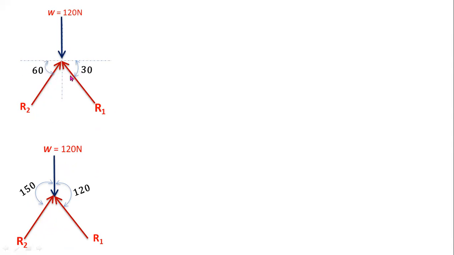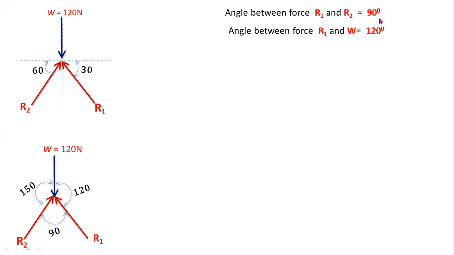So 180 minus 60 degrees and minus 30 degrees, that is 180 minus 90 degrees, equal to 90 degrees. So the angle between these two reaction forces is 90 degrees. Now you have to add these angles: 90 degrees plus 120 degrees plus 150 degrees, the total angle is 360 degrees. Now from Lami's theorem, the angle between reaction forces R1 and R2 is 90 degrees, the angle between reaction force R1 and W is 120 degrees, and the angle between force W and R2 is 150 degrees.